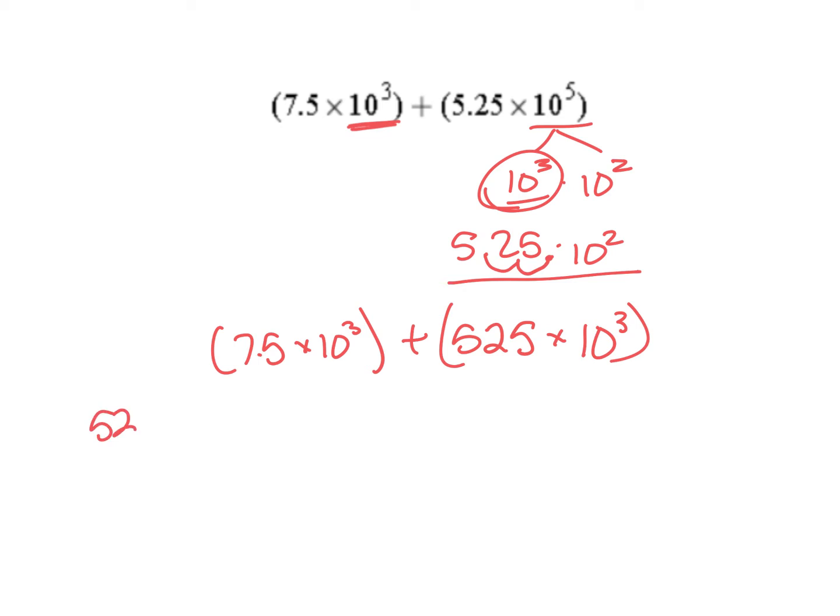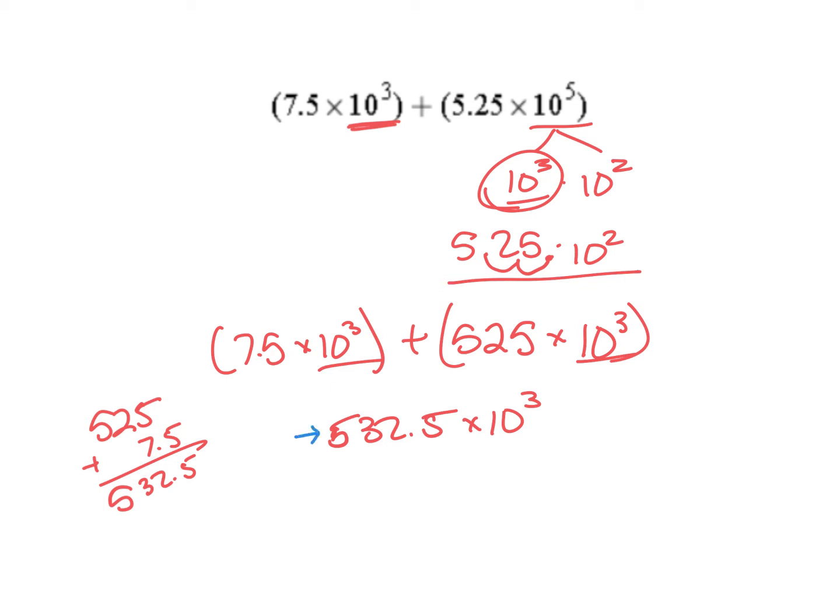So I'm going to take 525, I'm going to add it to 7.5, which gives me 532.5. So I have 532.5 times 10 to the power of 3, because we just bring down our same powers of 10. However, we know it's not scientific notation because 532 is bigger than 10. So I'm going to come 2 places this way. Because it's a bigger number, I moved it twice. I'm going to add 2.